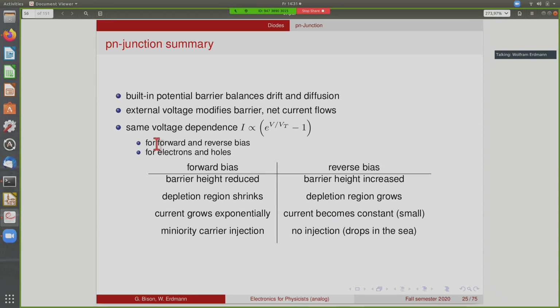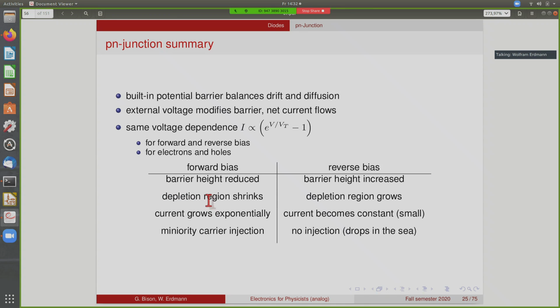And we get the same expression for forward and reverse bias, forward being a positive voltage and reverse bias being a negative voltage. And we get the same expression for electrons and holes. So in so-called forward bias, the barrier height is reduced, while in reverse bias, the barrier height is increased. The depletion region shrinks. And if you take the depletion approximation seriously, it actually goes to 0 when the external voltage is equal to the built-in voltage. That doesn't really happen. That just means that at that point our model or approximation becomes invalid.